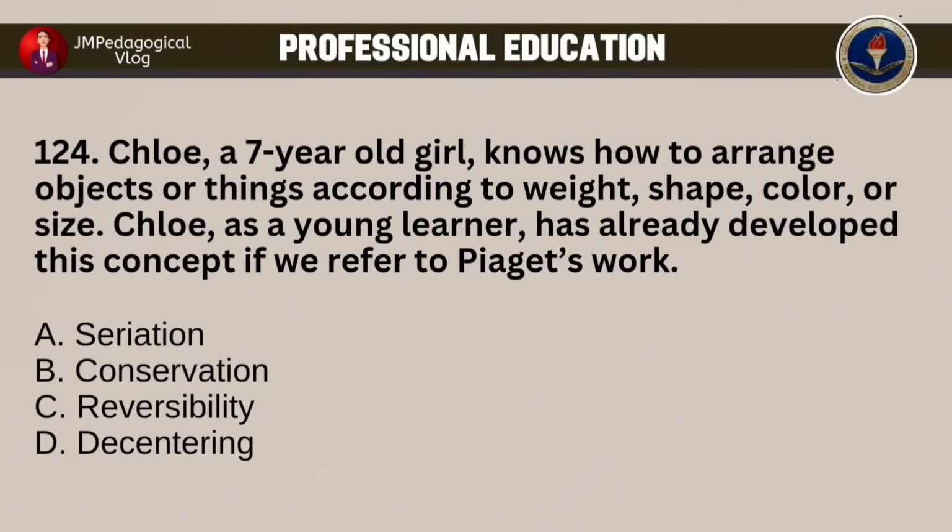124. Chloe, a 7-year-old girl, knows how to arrange objects or things according to weight, shape, color, or size. Chloe, as a young learner, has already developed this concept if we refer to Piaget's work. A. Seriation. B. Conservation. C. Reversibility. D. Decentering. A. Seriation.